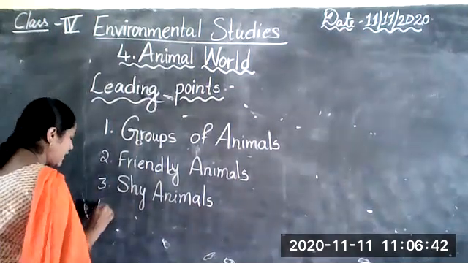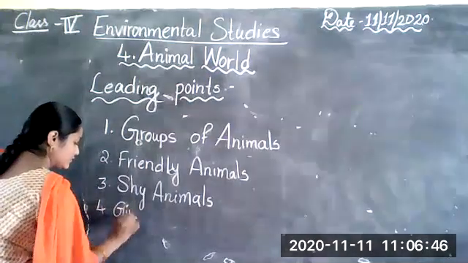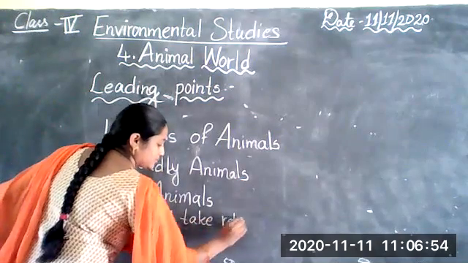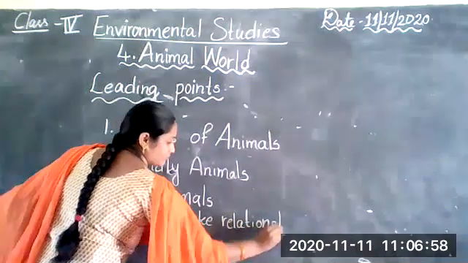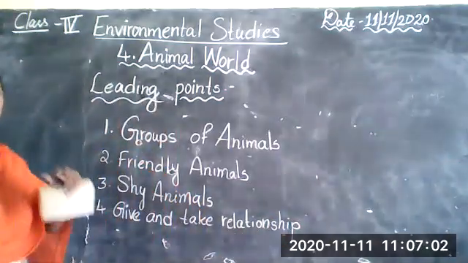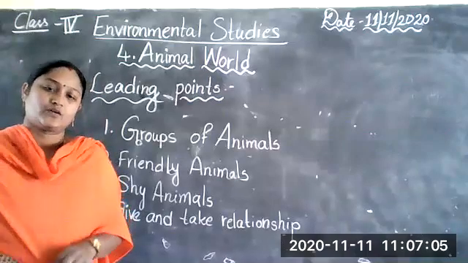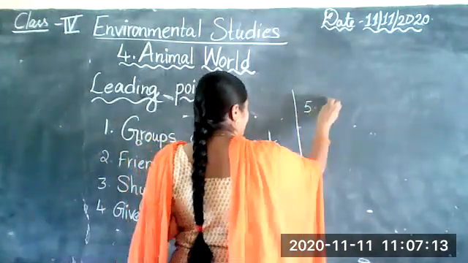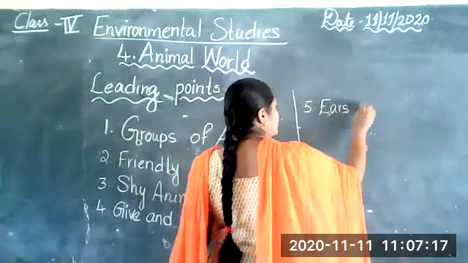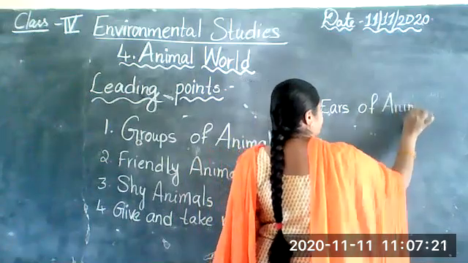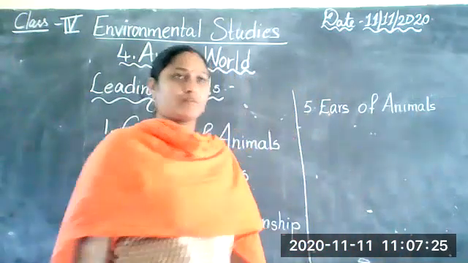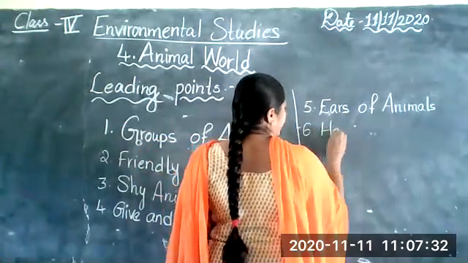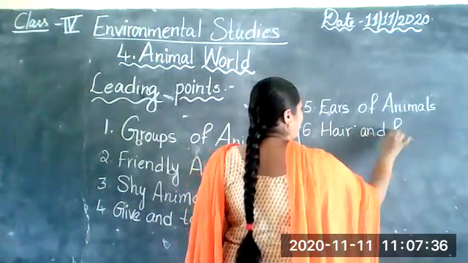What is the fourth one? Give and take relationship. Okay. And next one, ears of animals. Next one, hair and fur. H-A-I-R, hair, and fur, F-U-R, fur.